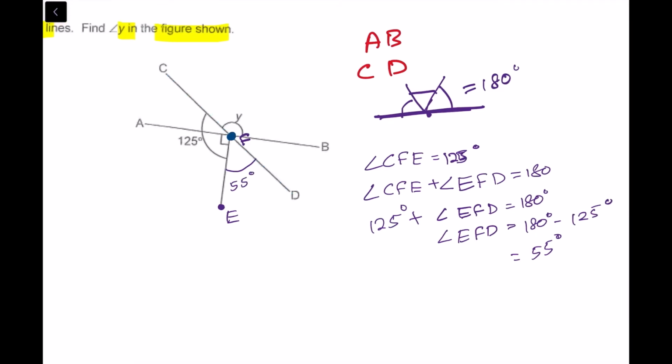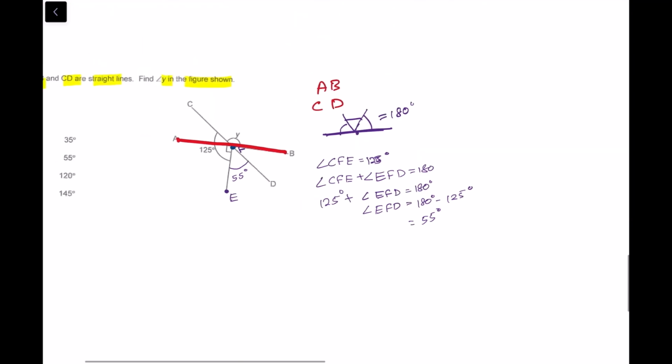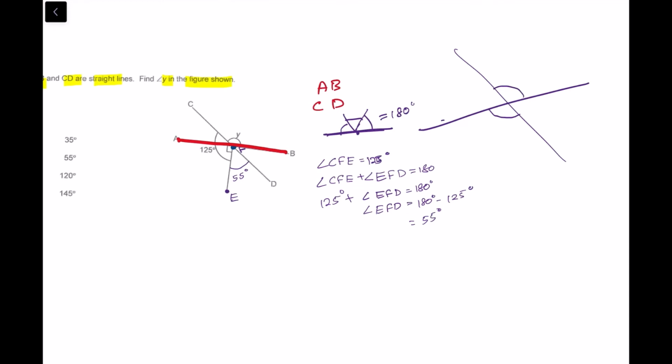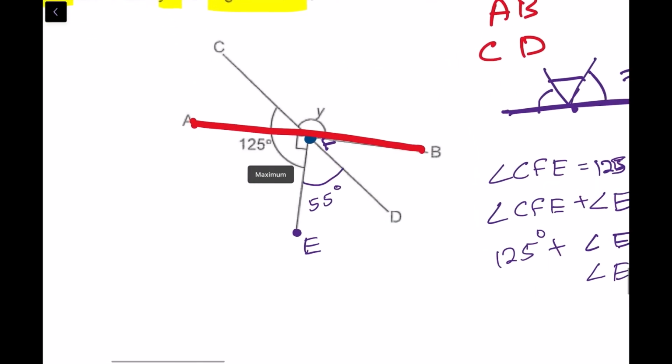Now I'll just erase this. Now we have to look at line AB, the straight line AB. Now there's another property that all of you would be aware of, that if you have two straight lines intersecting at a certain point, this angle over here would be equal to this angle, and this angle would be equal to this angle. These are known as vertically opposite angles, right? Okay, so we need to find angle Y.